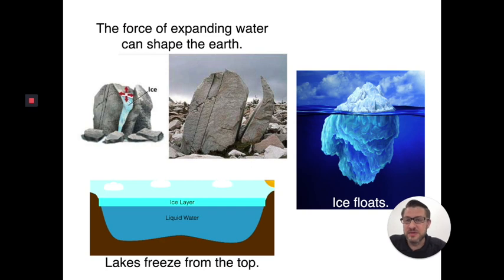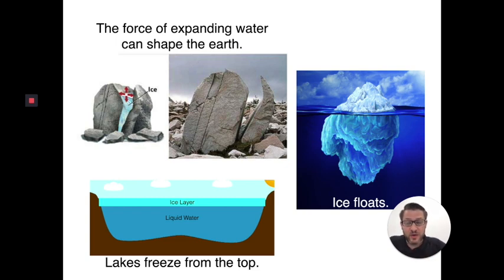Now this has some really important consequences. First of all, ice floats. So if you put ice into water, it's going to float to the top, because substances that are less dense tend to rise and tend to float. So that means ice floats on top of the water. So if you have an iceberg, like pictured here on the left, that iceberg is going to be floating in the ocean. It's not going to sink down to the bottom.